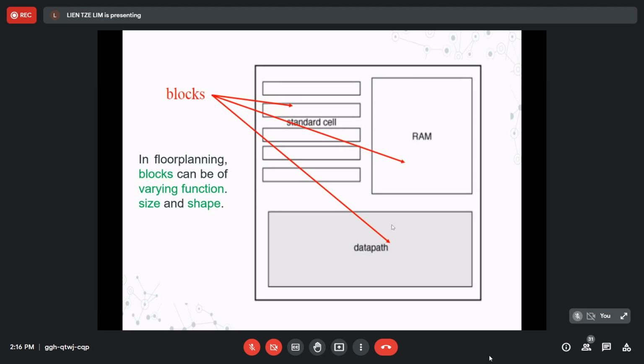In the floor plan, some of the elements are standard cells, RAM, and data path. All of these are represented as cells, blocks, or macros. The blocks can be of varying functions, size, and shape.